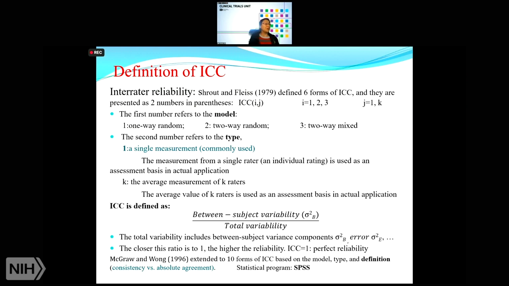ICC is defined as a ratio of between subject variability to total variability. The total variability includes the between subject variance component and the error variance. The closer this ratio is to one, the higher the reliability. When ICC equals 1, it indicates perfect reliability. McGraw and Wong extend this to 10 forms of ICC based on model, type and definition. The definition includes consistency and absolute agreement. If you use the statistical program SPSS, you get 10 forms of ICC.